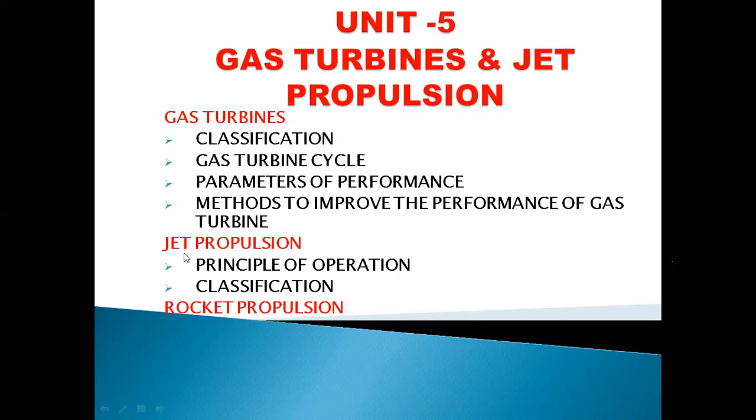Then we'll go for jet propulsion, that is turbojets and the different jets. You might have seen that an aircraft moves at a certain altitude, while jets go to very high altitudes, and a rocket goes above the atmosphere. Propulsion means the energy generated to move the vehicle. So jet propulsion is the energy generated to move the jet, and rocket propulsion is the energy generated to move the rocket.